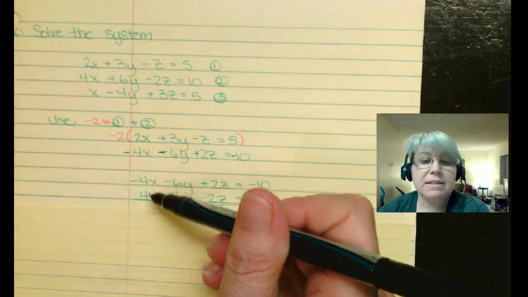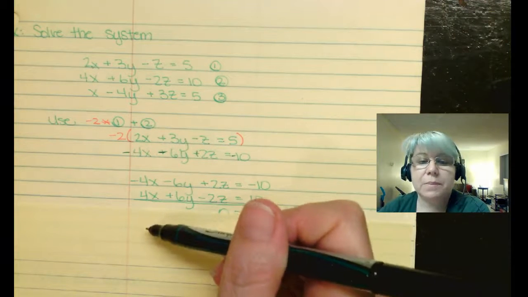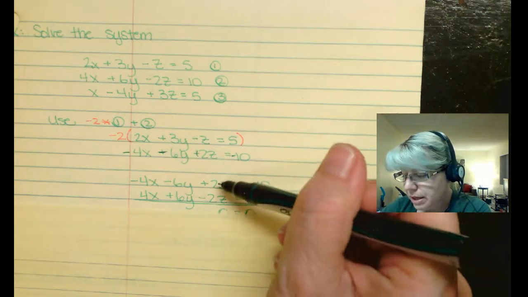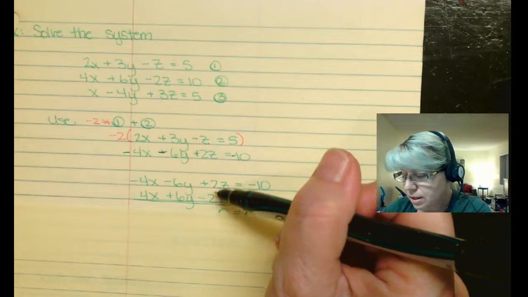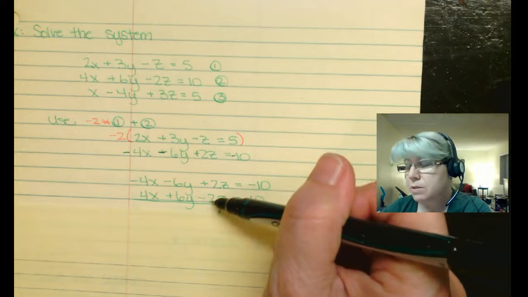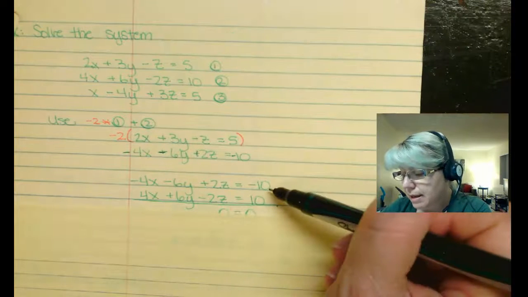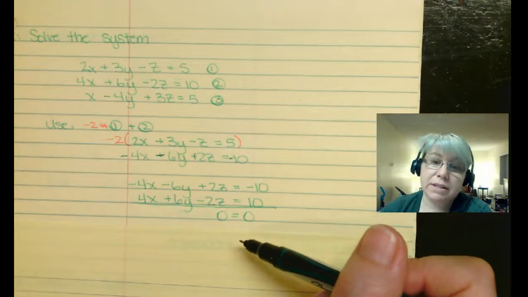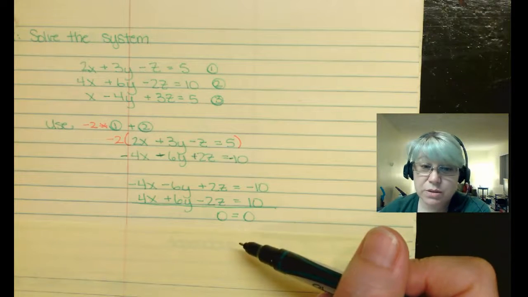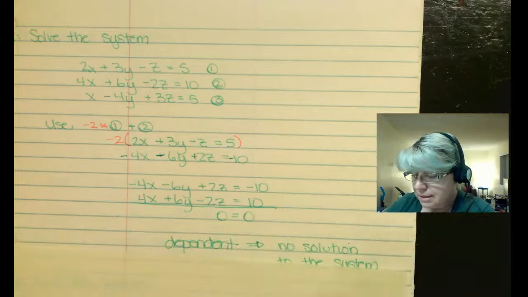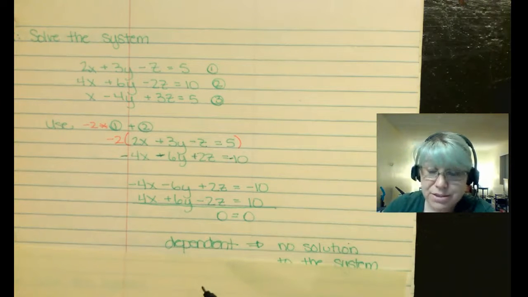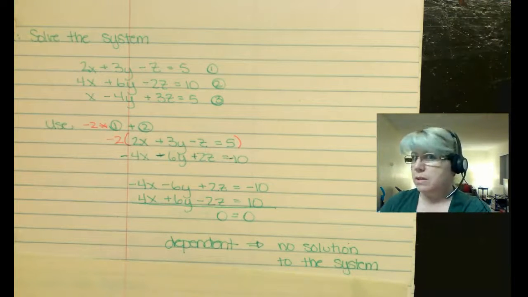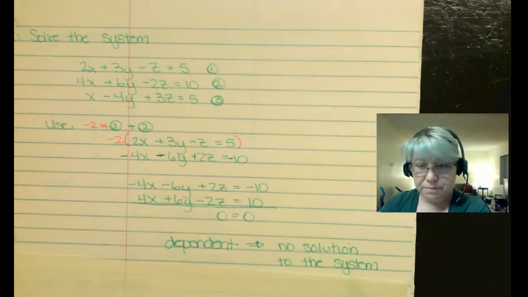Negative 4x plus 4x is 0. Negative 6y plus 6y is 0. Negative 2z plus 2z is 0. And negative 10 plus 10 is 0. Well, on the left-hand side I have 0, on the right-hand side I have 0, so guess what? This system is dependent. These are the same line. And therefore, there is no solution to the system.